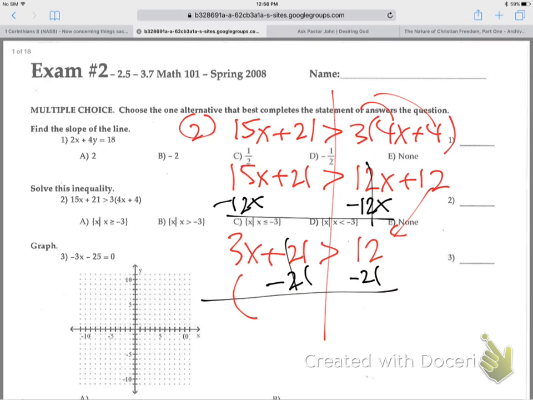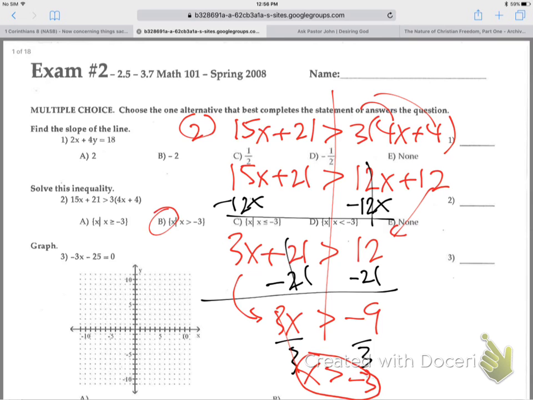So, what's that? Minus 9. And then last step to get x alone? Divide by 3. So x greater than minus 3. So, what's that, B? X greater than minus 3.